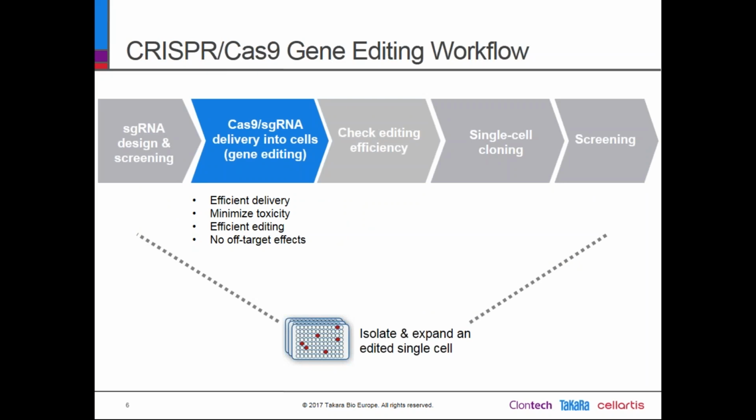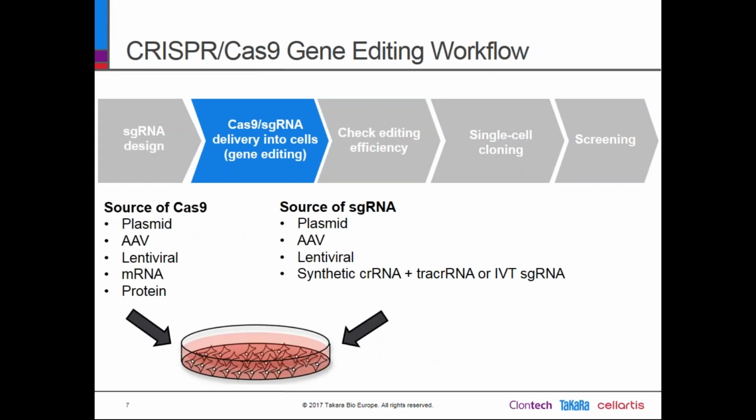So now, of course, you want to deliver your guides and the Cas9 to the cells. And as I said in the beginning, the choice of the delivery method might also depend on your target cells. If you have very easy to transfect cells, plasmid delivery can be a good choice. For in vivo applications, for example, I would recommend AAV, which is a non-integrating viral vector.